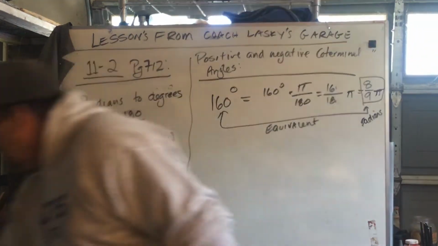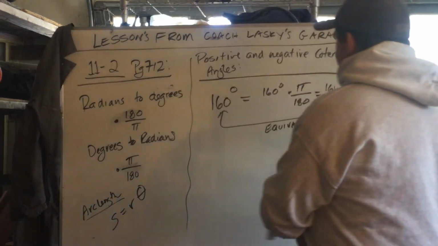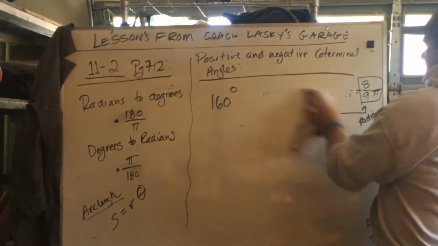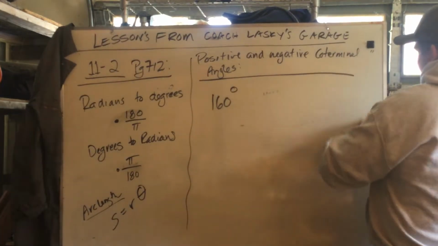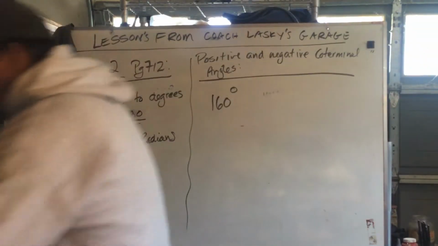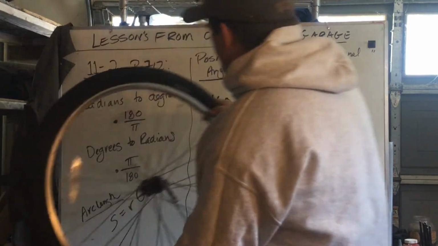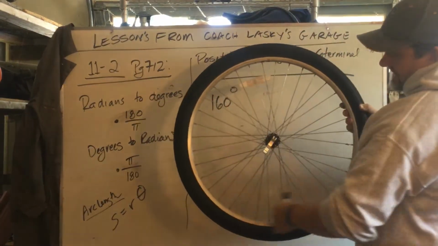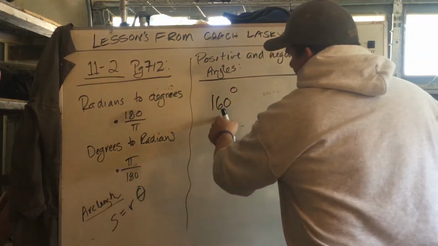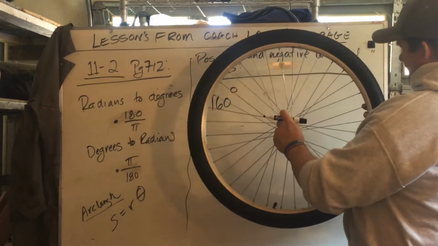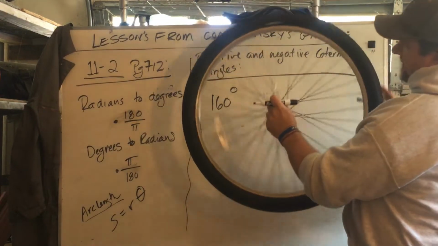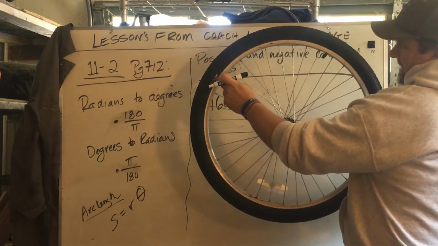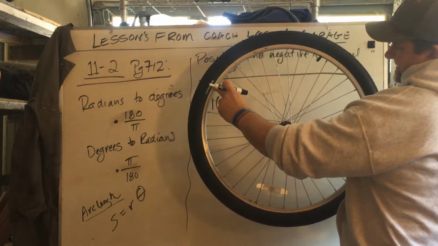So with the next piece, they ask you to do positive and negative angles. If you guys remember, and I'll use a bike tire here, the unit circle starts like this, and then it rotates around 360 degrees. Now, if we're at 160 degrees, I'll rotate it around like that, 160 degrees is going to be right there. So that went 160 degrees this way.